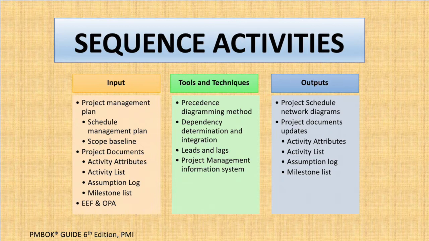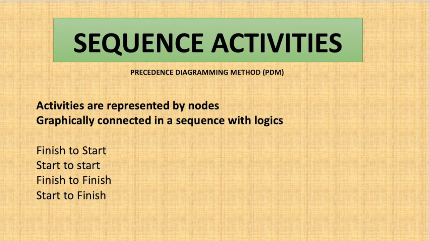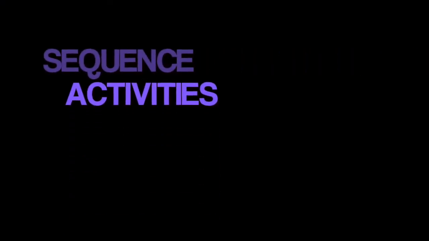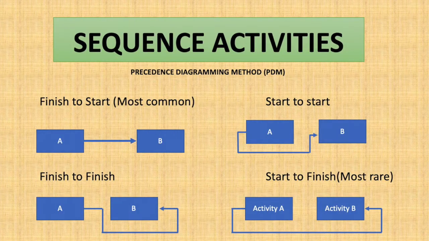Precedence diagramming method. In this process, activities are represented by nodes graphically connected in sequence with logics. So we can use four types of logics: finish to start, which is the most common; start to start; finish to finish; and start to finish. Start to finish is rarely used. There are four types of relationships in precedence diagramming method.